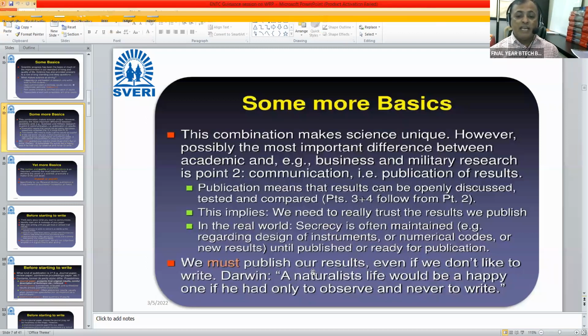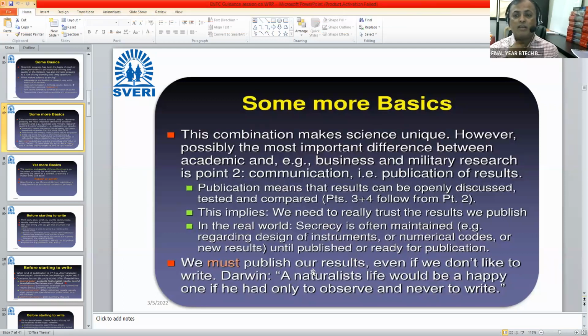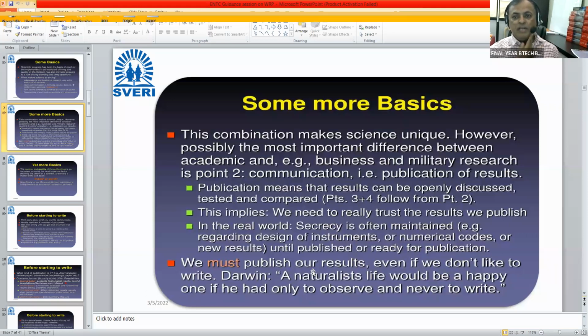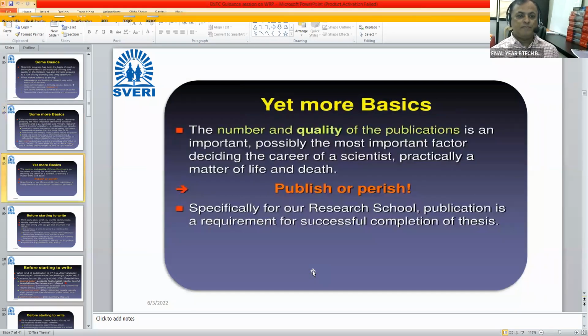But writing a technical paper or a technical article or maybe a book chapter or maybe a book is always a tough task, because whatever thoughts, whatever experience, whatever reading you have, to write it on paper is always a difficult task.